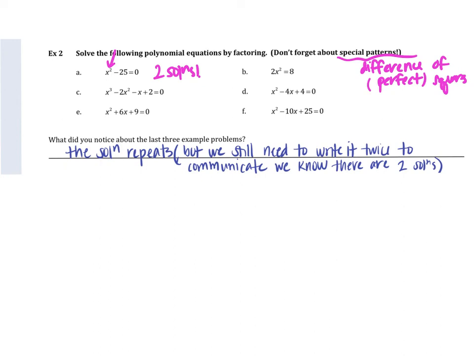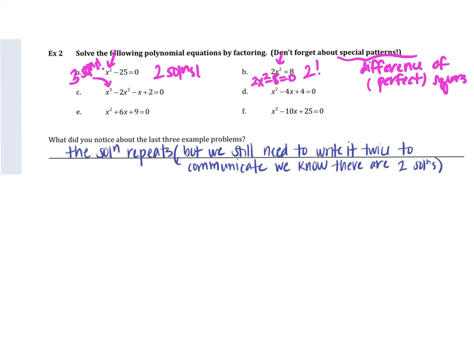B, how many solutions are you going to find? The answer is 2. Notice on B, you are going to have to move 8 over to the left side so that you would get like 2x squared minus 8 equals 0 so that you could then solve it. Make sure you factor out a GCF. C, when you factor C, ooh, that looks like a factoring by grouping. You're going to get 3 solutions because my highest exponent is 3.